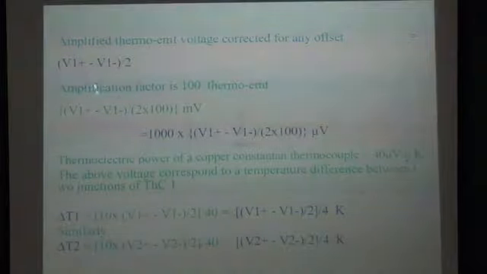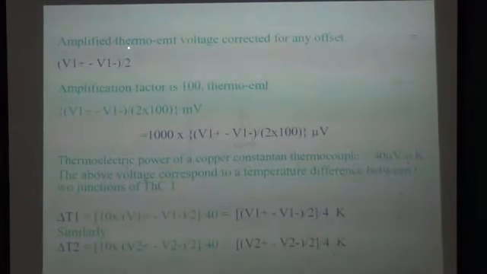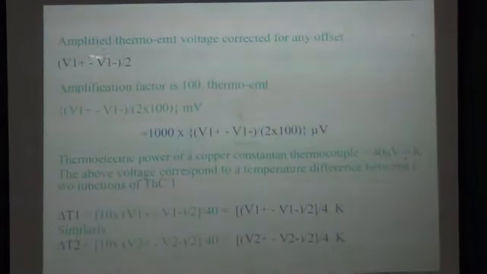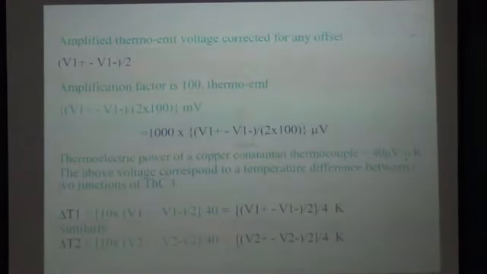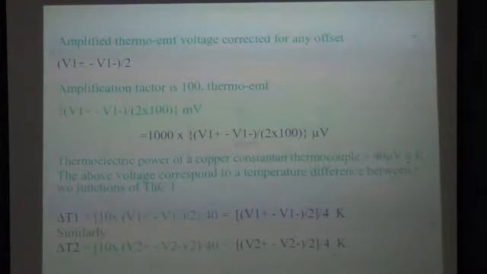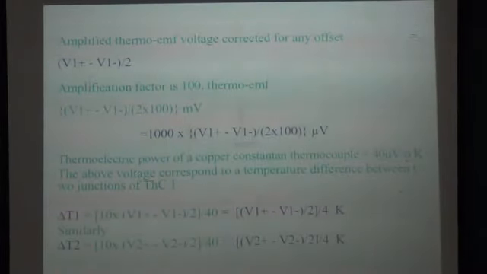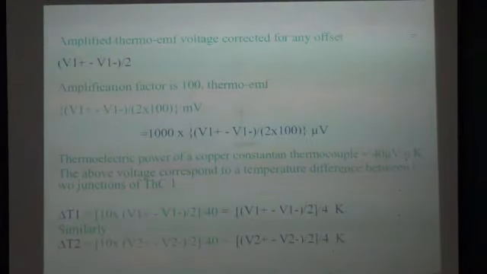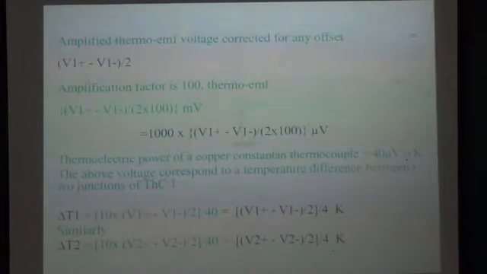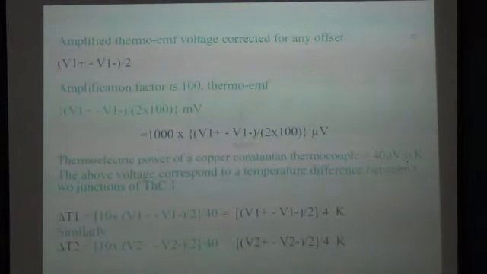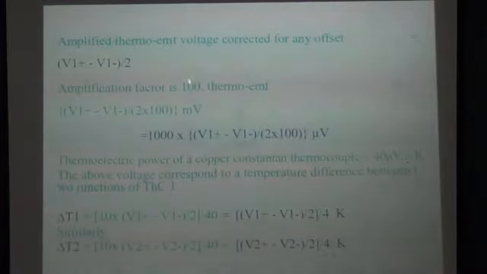So this is the voltage, V1 plus minus V1 minus divided by 2. You have to take the difference. Please don't care about the sign, whether your readings are positive or negative. You have to remember that you have to take the difference. If one reading is positive and another reading is negative, if you subtract, the two get added. If both readings come out to be positive or negative because of a large offset, you have to take the difference. So the amplification factor here is 100.